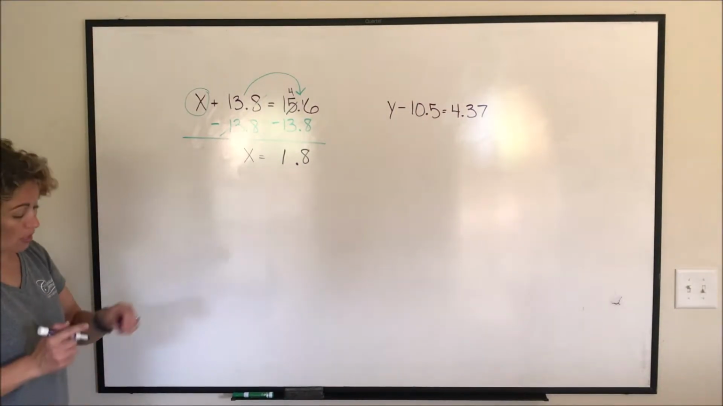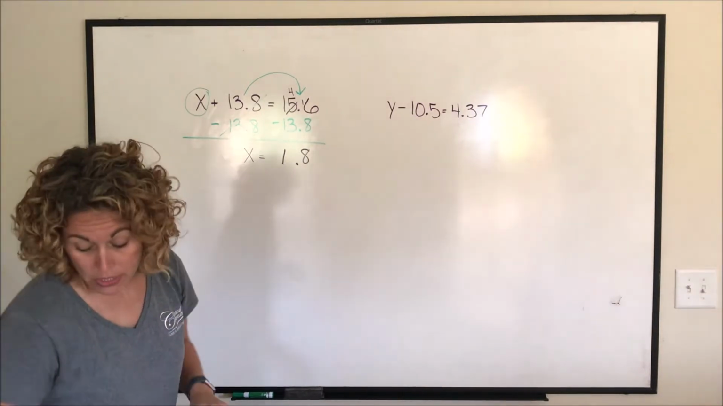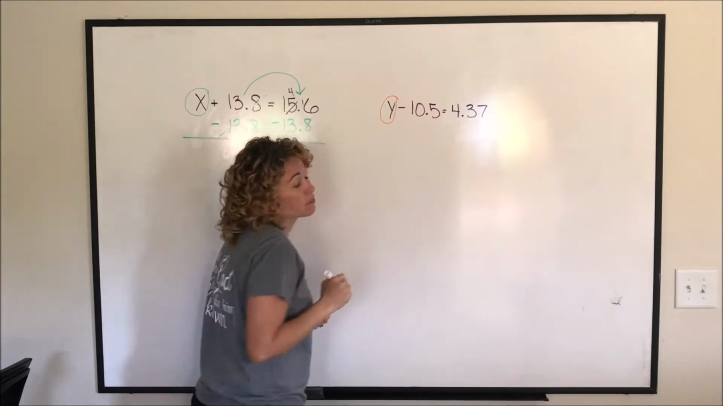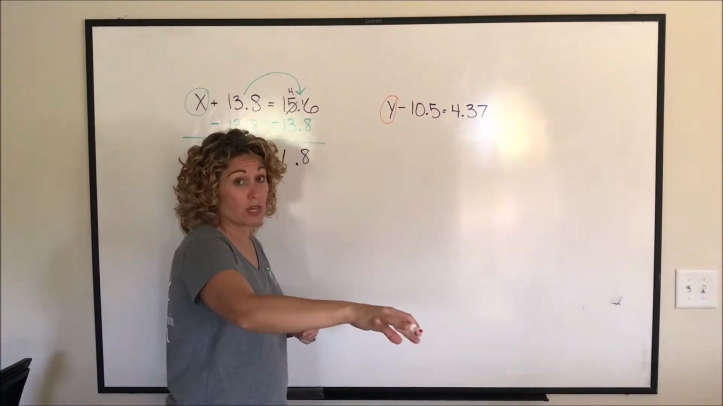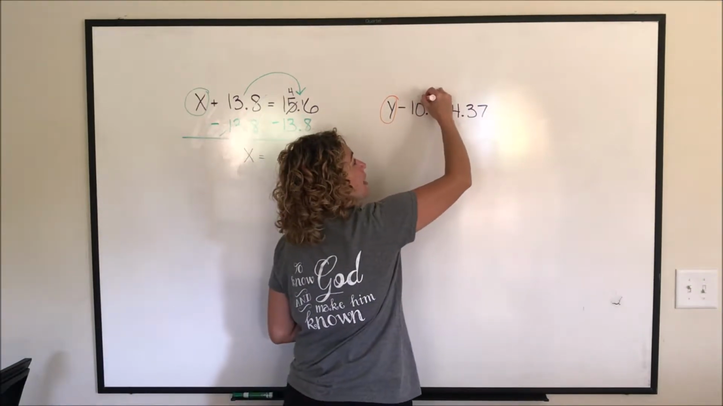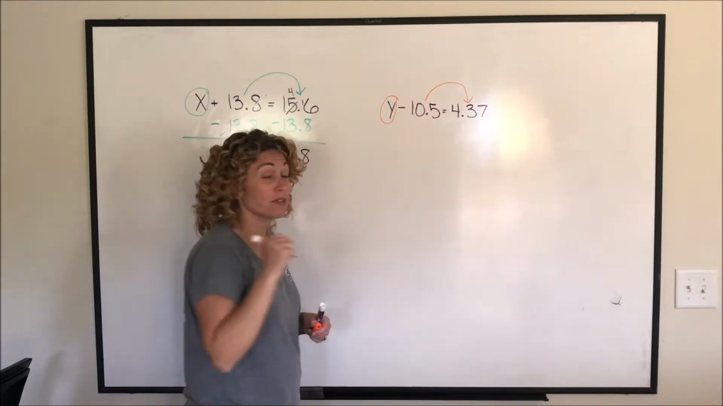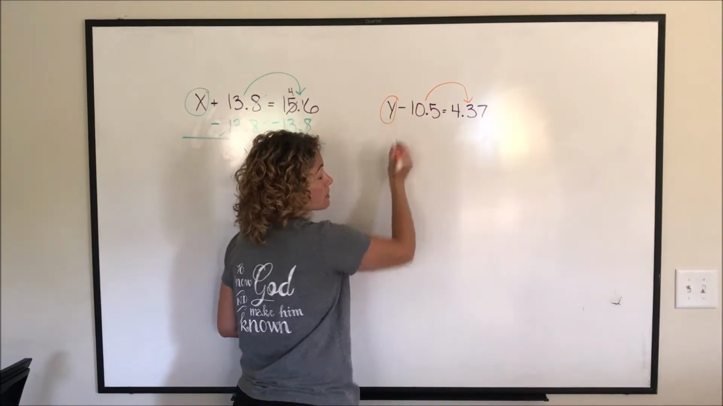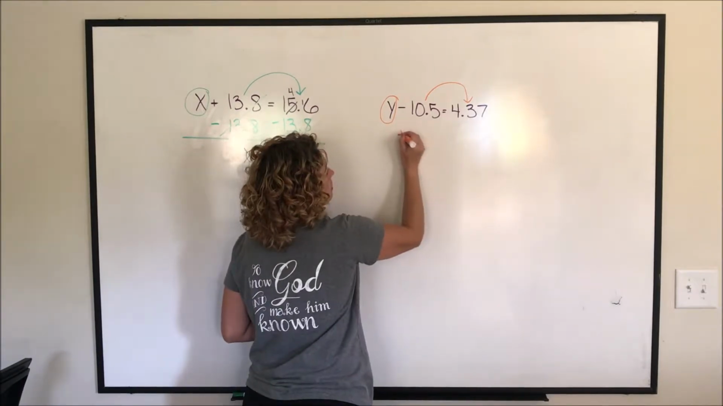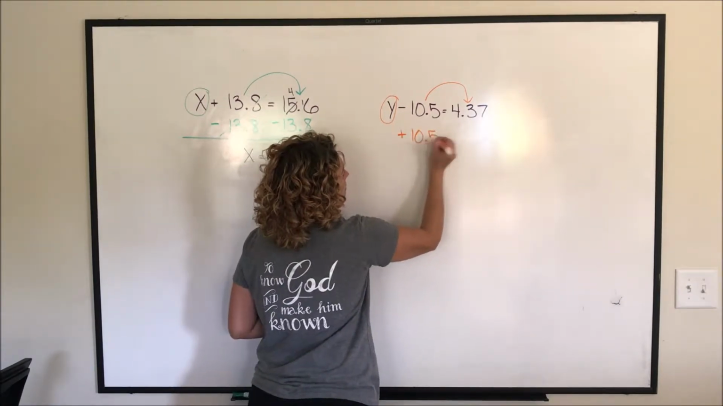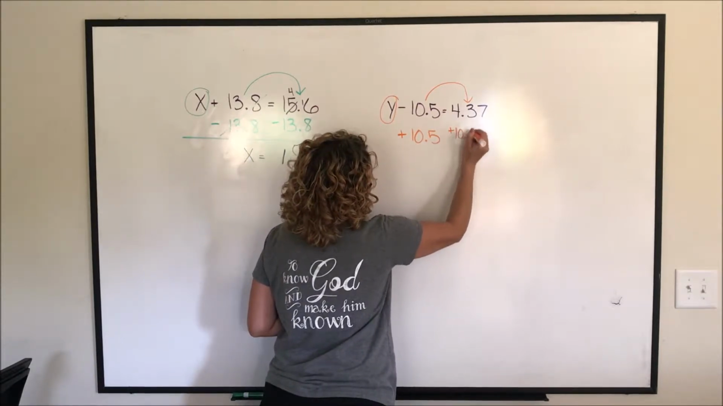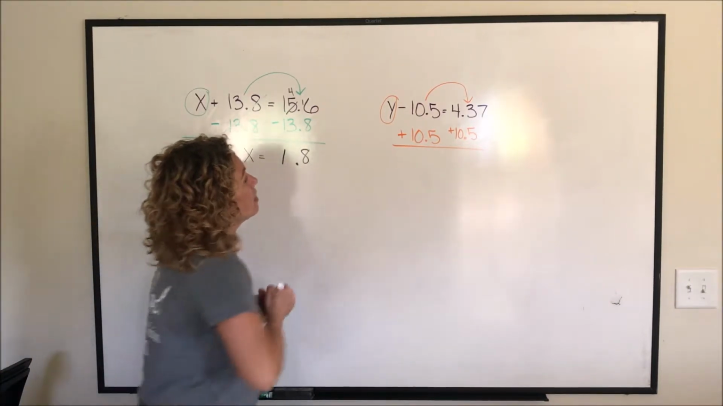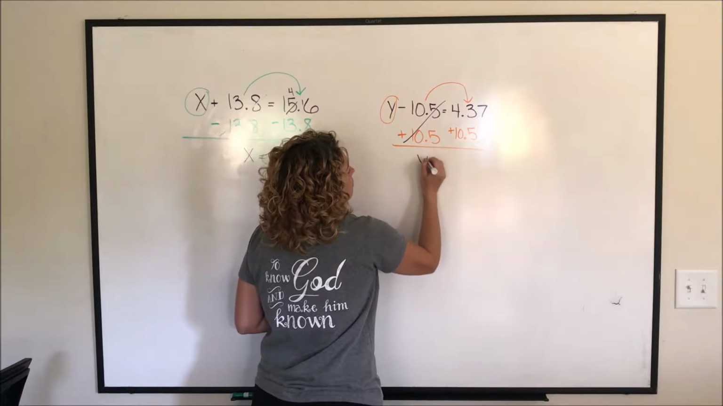Next one. What are we solving for? Okay, we're solving for y. We have to move everything to the other side. So the 10 and 5 tenths is going to move to the other side. To make it cross to the other side, you have to do the opposite. The opposite of a minus would be the plus. So we're going to add 10 and 5 tenths to both sides. Those cancel out, leaving you with y.